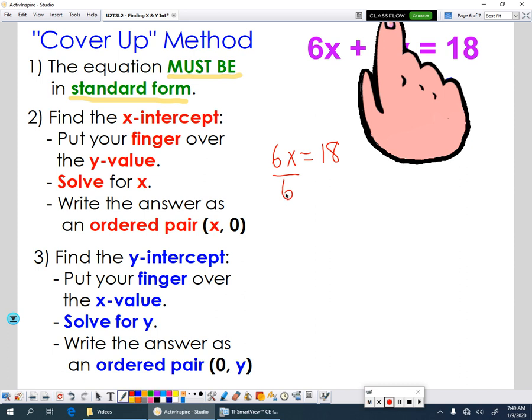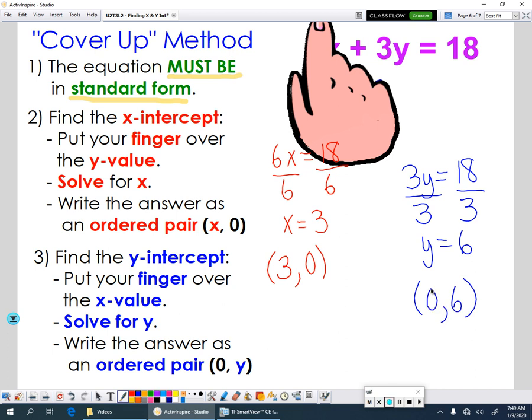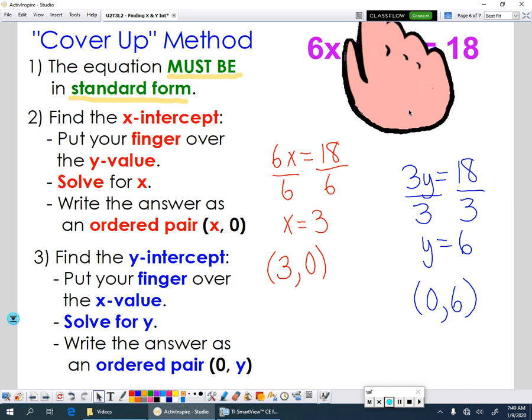I can solve this equation and find out that x equals 3. That means the x value in my x-intercept is 3, and the y value is 0. Now, I'm going to do the same thing, except this time I'm going to cover up my 6, my x value. So now what I'm left with is 3y equals 18. Divide by 3. And remember, this is like saying 6 times 0, so it's gone. And I get y equals 6, which means the y value is 6, my x value is 0. And those are the two intercepts that I have.